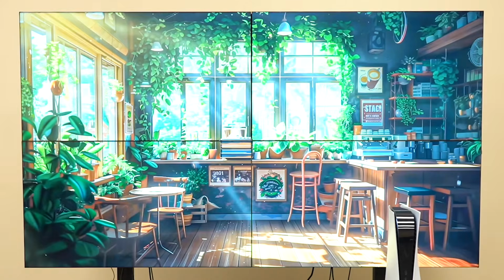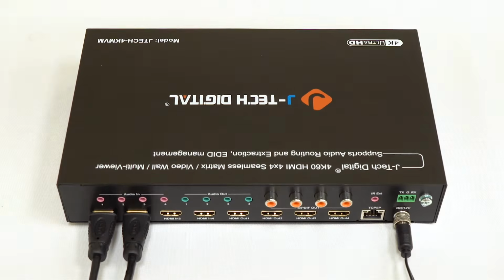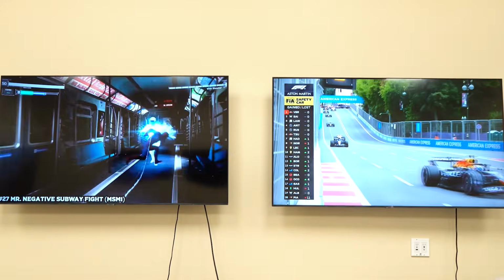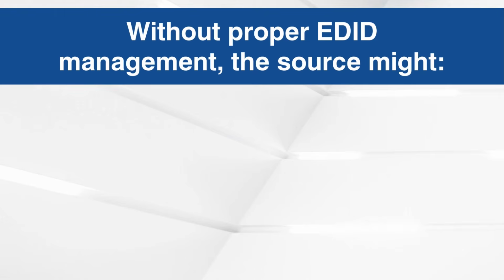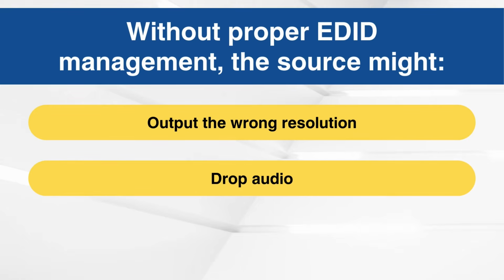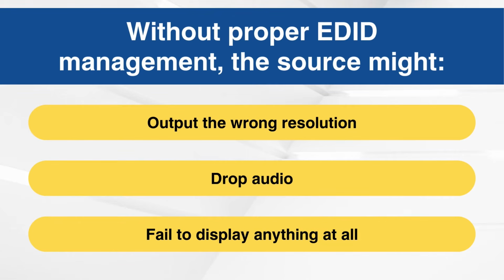But in Pro AV setups with matrices, extenders, video walls, or AV over IP, things get more complicated. Different displays can have different EDID, and the system has to decide what the source should see. Without proper EDID management, the source might output the wrong resolution, drop audio, or fail to display anything at all.